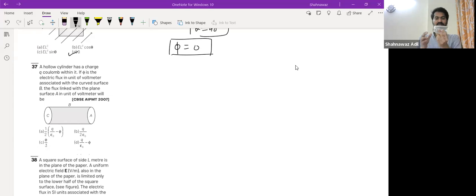You tell me what would be the total flux. This is a closed surface, and what would be the total flux? Let me write it as phi total because I have a phi in there. So what would be phi total? Remember, this is a closed surface, so phi total would be how much? Aisha?